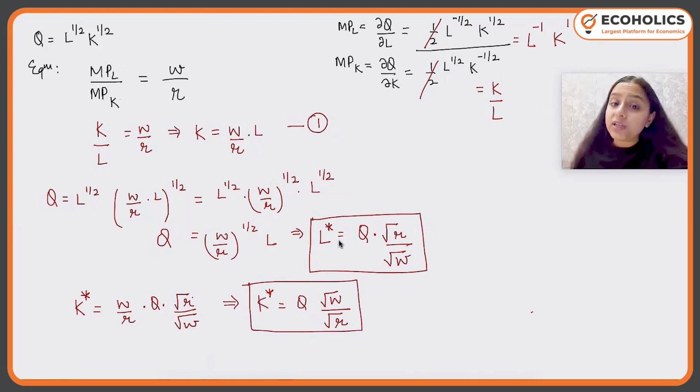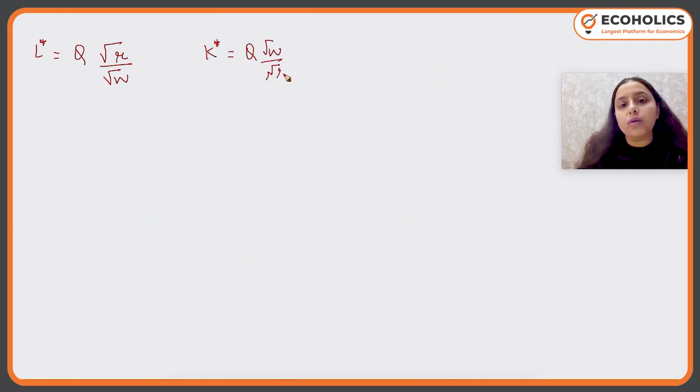Now I've got the optimized value of L and the optimized value of K. So I will take them ahead. I'm writing L star equals Q under root R divided by under root W, whereas K star is equal to Q under root W divided by under root R. This is what I can write.